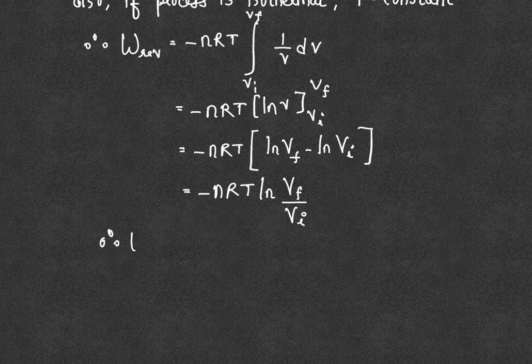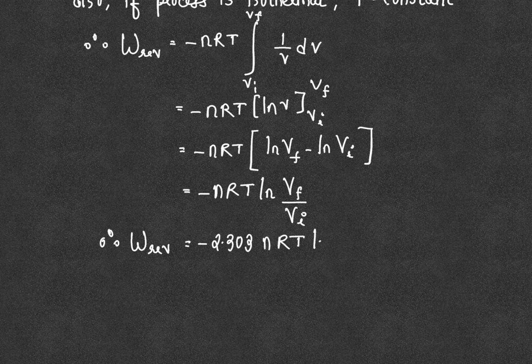Therefore, W reversible is equal to, pay attention, I want to remove this ln and put a log. ln is log to the base e and log is to the base 10. I want to convert ln into log. Whenever you want to convert ln into log, because for calculations we would use log only, we would have to multiply the whole thing with 2.303.